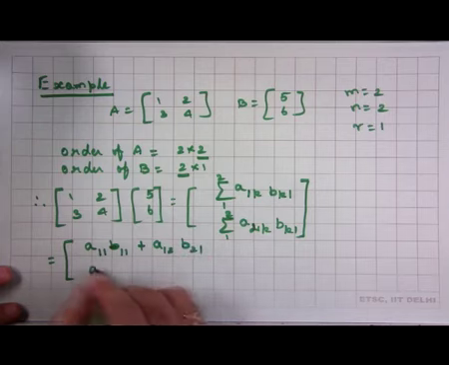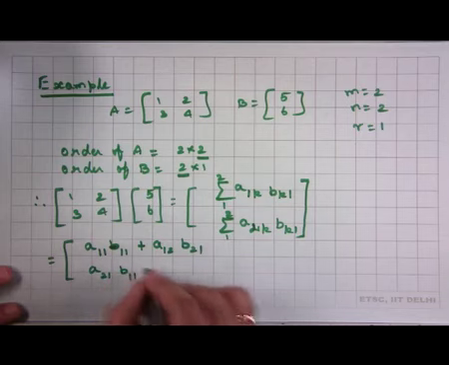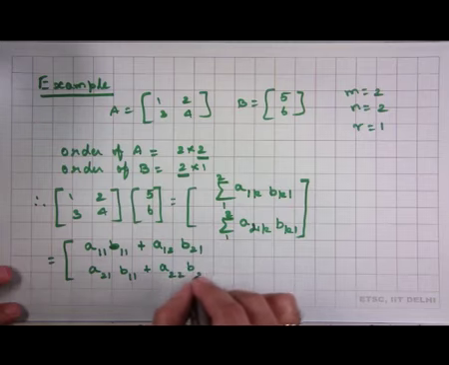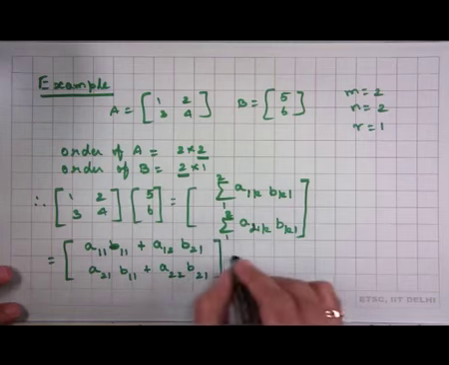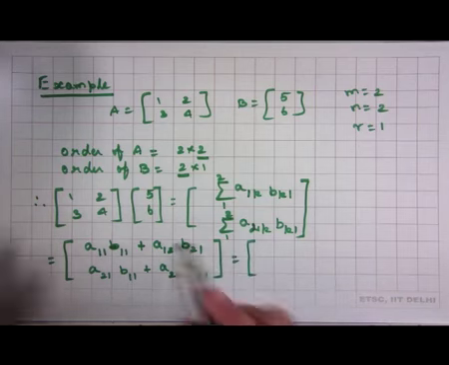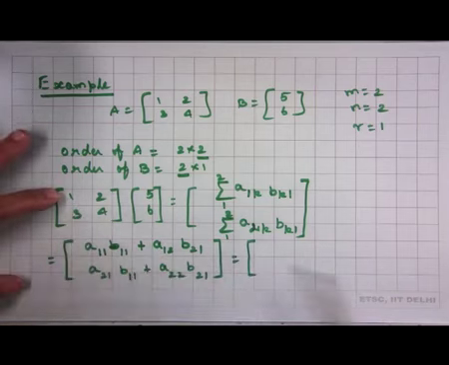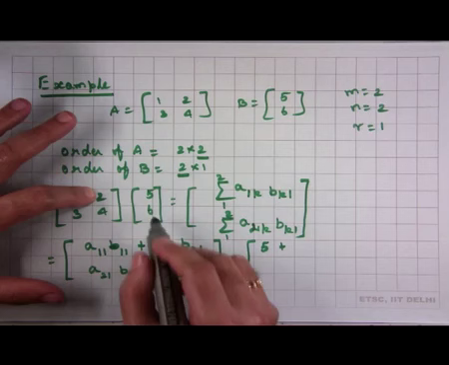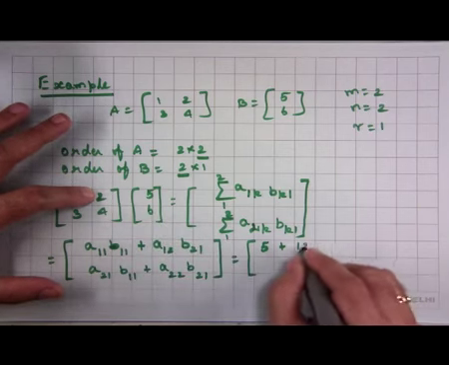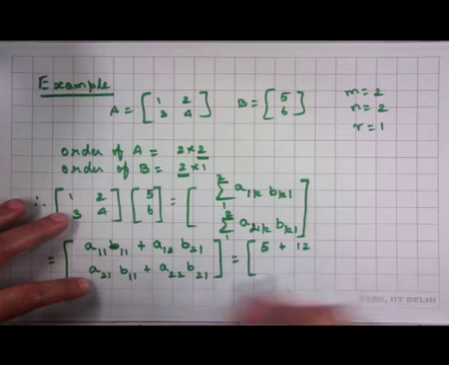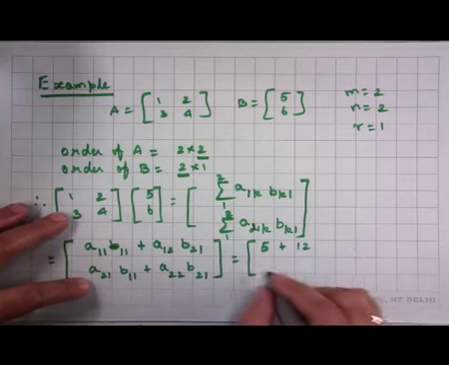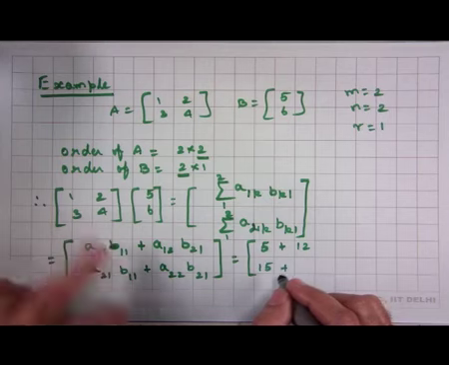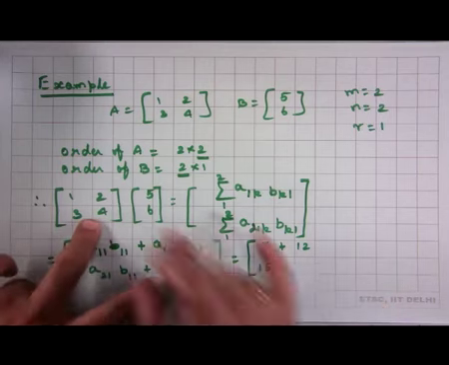Second one A21 B11 plus A22 B21. What is A11 B11? A11 is 1, B11 is 5, plus A12 times B21, which is 6. So, 6 into 2 is 12. Second one A21 is 3, B11 which is 5, 5 into 3 is 15, plus A22 which is 4 into B21 which is 6, 24.